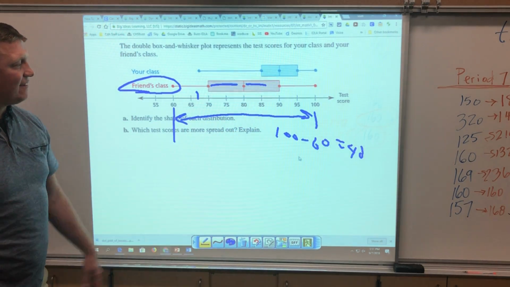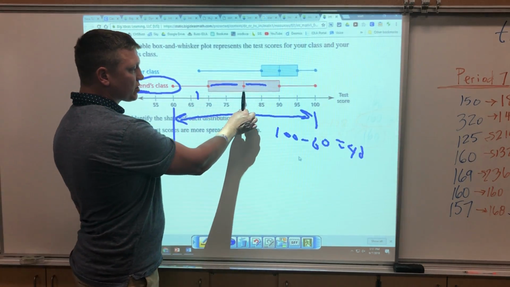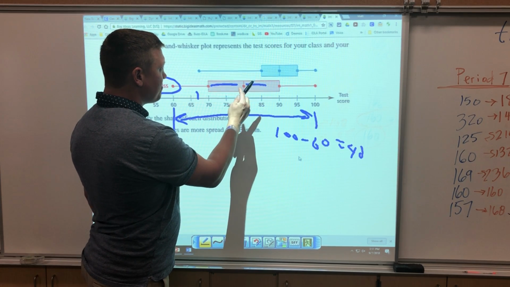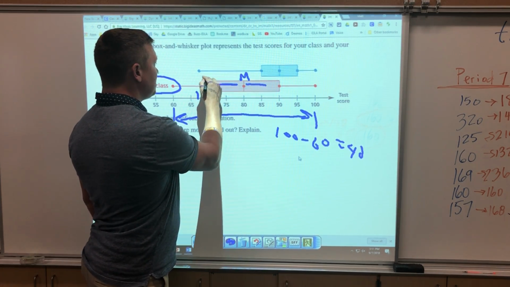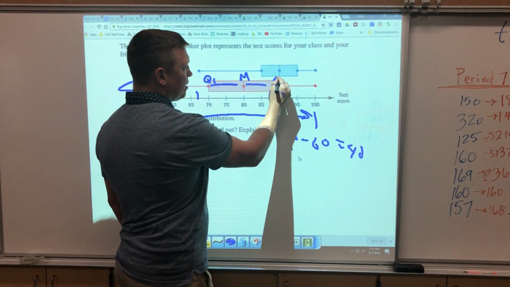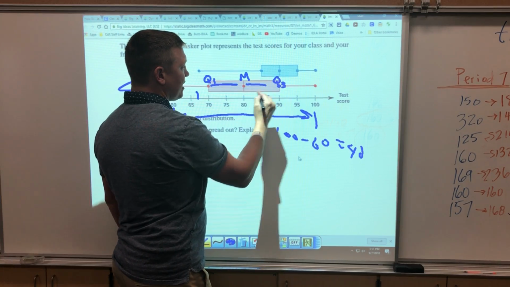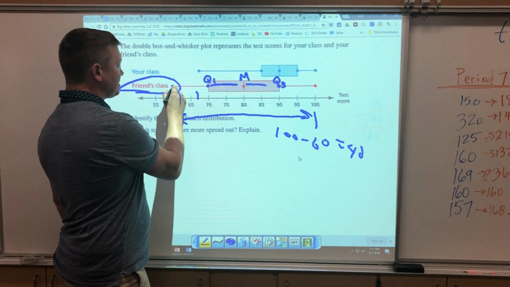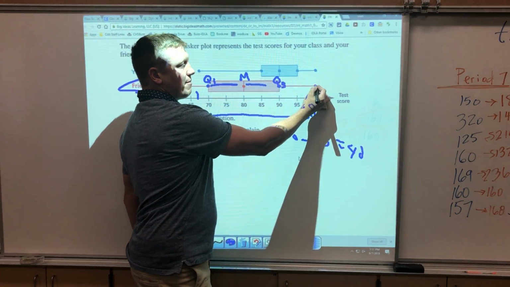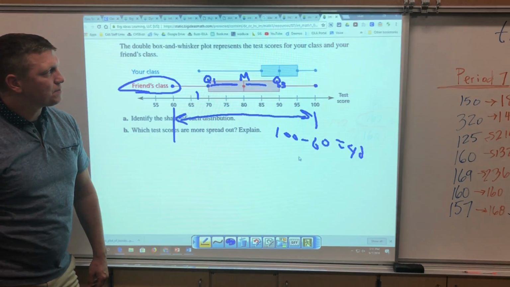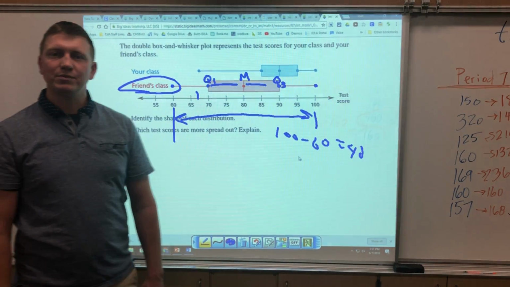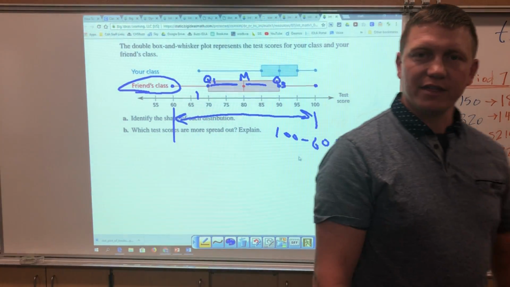Even in here, more spread out, right? It's a little bit more evenly distributed, where the middle score is at an 80. That's our median. Remember, median, quartile 1, quartile 3 is right there. And this is our minimum, and this is our maximum. That helps us compare two different box plots together on the number line.